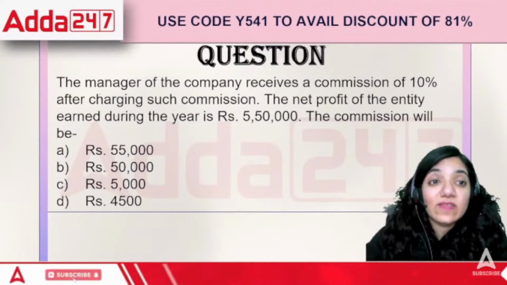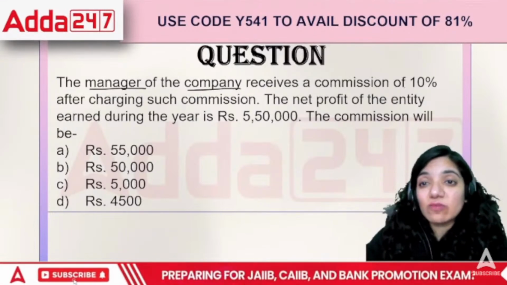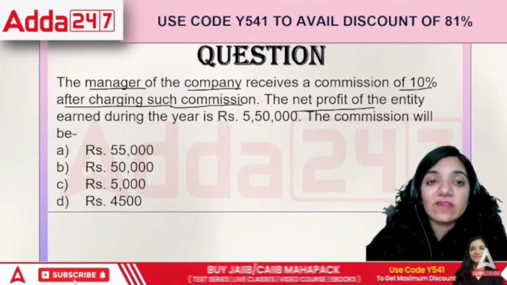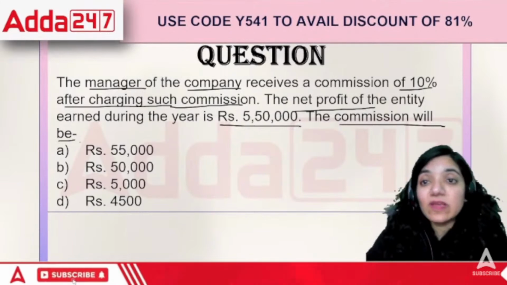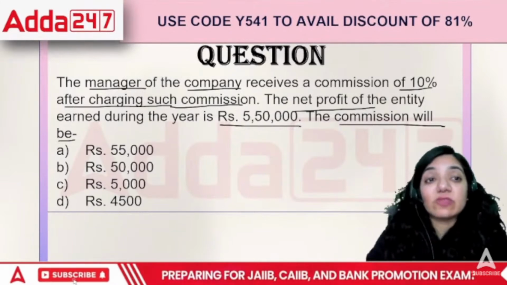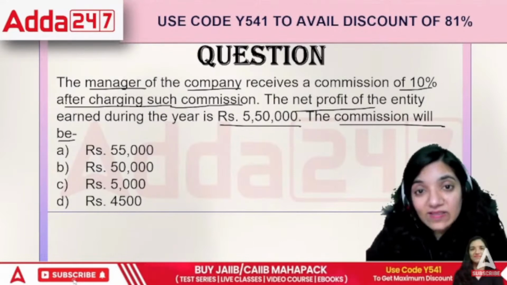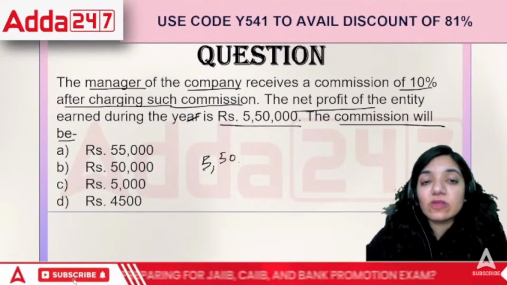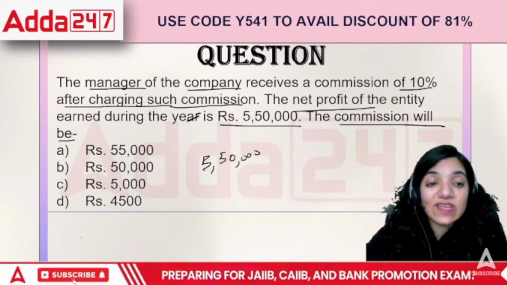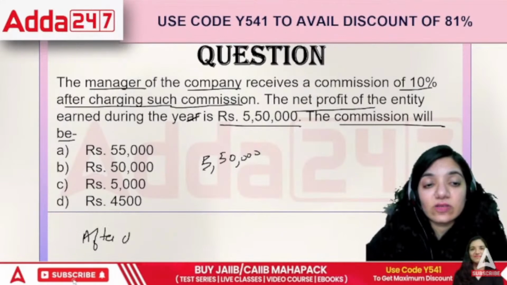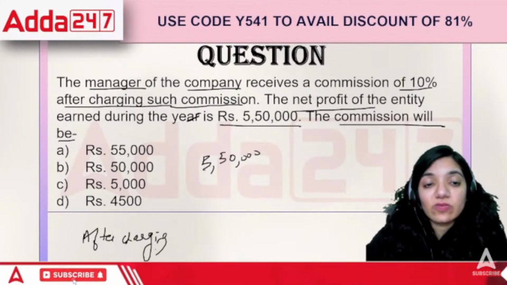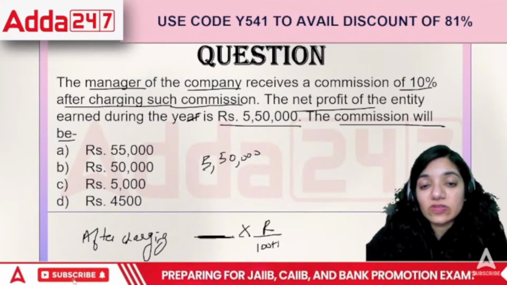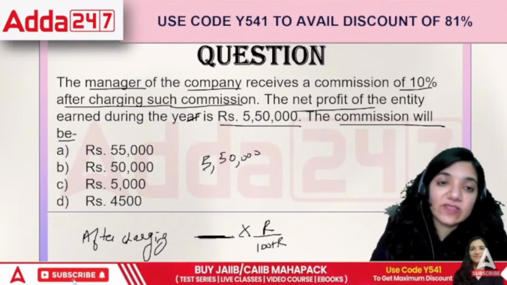Next question, everyone. The manager of the company receives a commission of 10% after charging such commission. The net profit of the entity was 5,50,000. The commission will be? They are saying the manager receives a commission after charging. That means this 5,50,000 includes the commission. So whenever the question says after charging, the best way to write it is to take the profit multiplied by rate upon 100 plus rate. So that's the way we can record it.